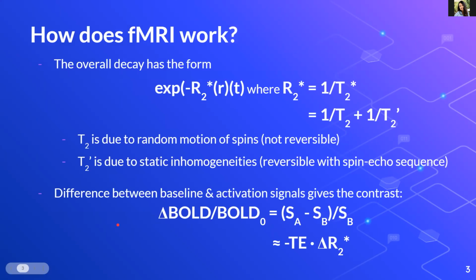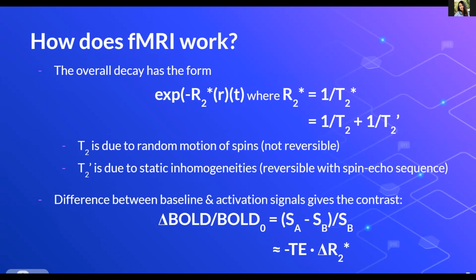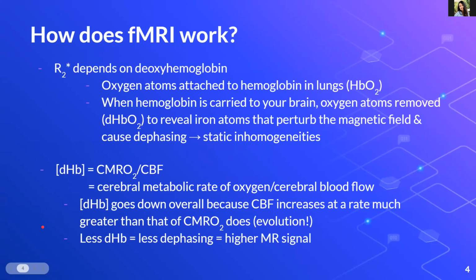So here are some of the equations that Professor Liu taught us in class about how fMRI works. We learned that depending on how much inhomogeneity and dephasing there was, this would dictate how much MR signal we would get. This R2* relaxation rate is also related to the BOLD signal change, the blood oxygen level dependent brain activity, which is the difference between the activation and baseline signals divided by the baseline, which I'm going to delve further into on the next slide.